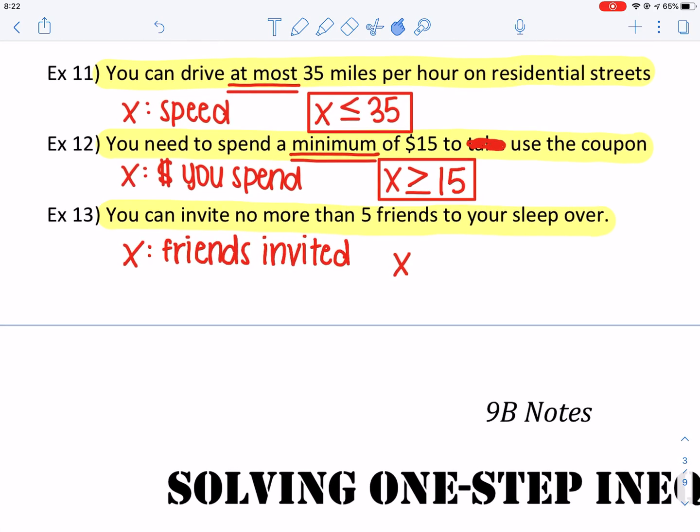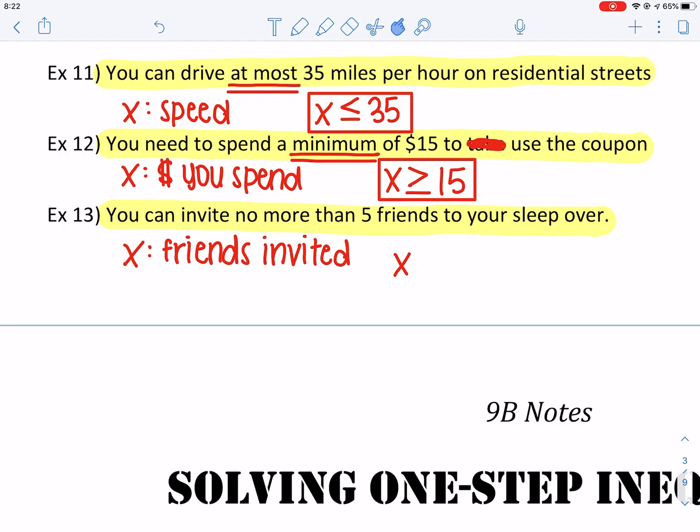If your parents say you can invite no more than 5 friends to come over for your sleepover, then would it be x is greater than 5, x is less than 5, x is less than or equal to 5, or x is greater than or equal to 5? So go and try that one. What would your inequality be?